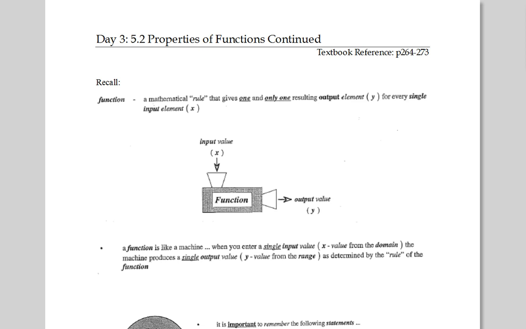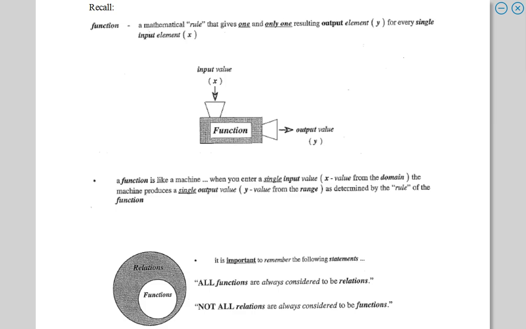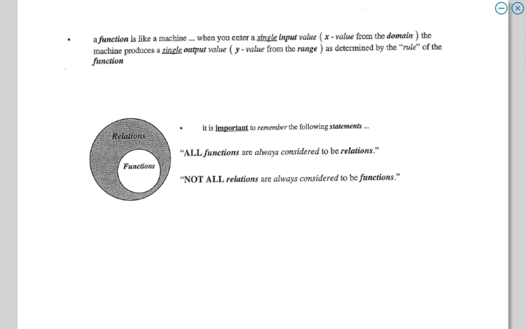All right, day 3, properties of functions continued. Recall the function machine, we talked about this. And then here at the bottom, the function is like a machine. When you enter a single input value from the domain, okay, x coming from the domain, the machine produces a single output that lives in the range, as determined by the rule of the function.